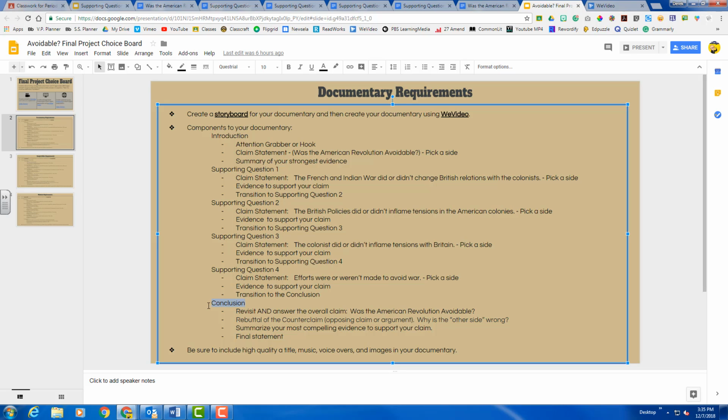You can either do it here or somewhere else in your documentary. You should tell me a rebuttal to the counterclaim. So if you're saying the American Revolution was avoidable, then you should tell me why the other side is wrong. Why are the people that say it was not avoidable wrong? Or vice versa. If you're saying it was not avoidable, why are the people on the side of saying it was avoidable wrong? So give me some evidence behind that. And then summarize your most compelling evidence to support your claim, and then some kind of final statement that wraps it all up.